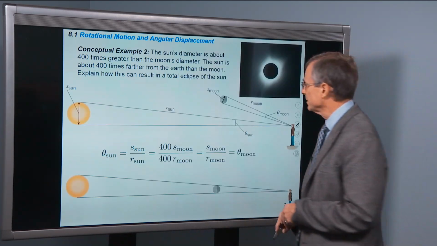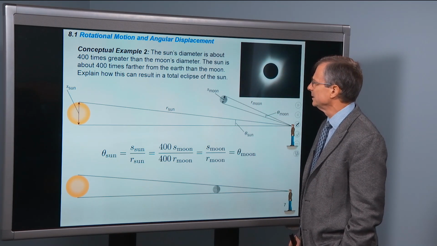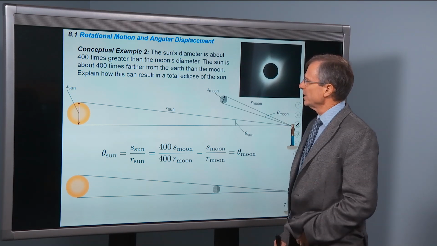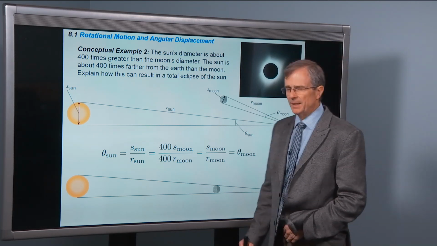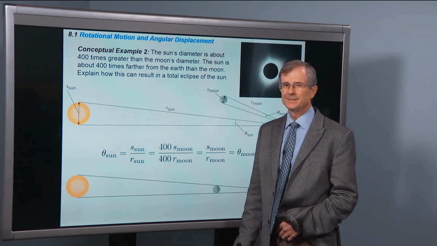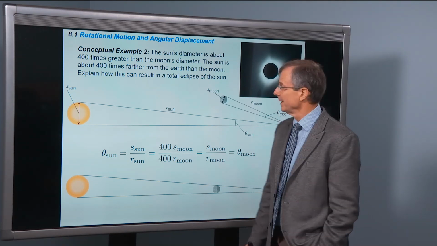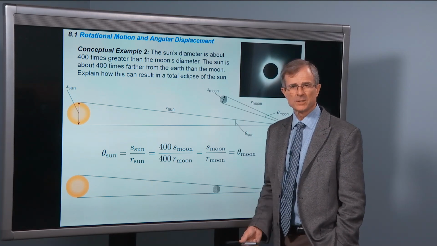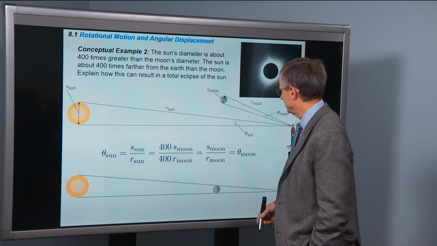All right, another example. The sun's diameter is about 400 times greater than the moon's diameter. The sun is about 400 times farther from the Earth than the moon. And that is an amazing coincidence, if coincidence it is, because this fact allows us to see a total solar eclipse. And just think about the scale here.